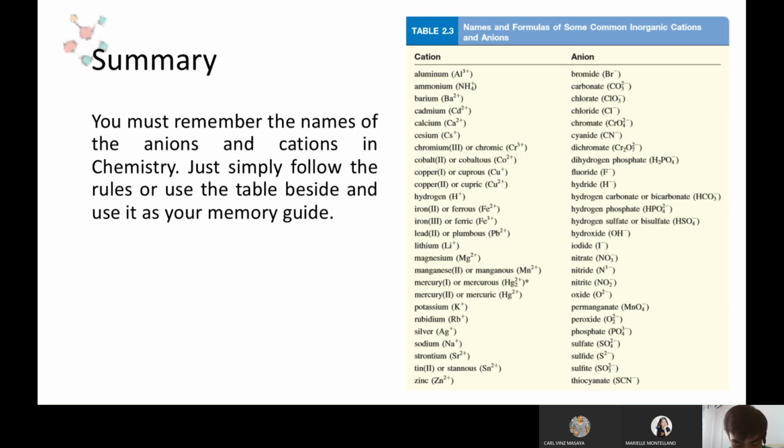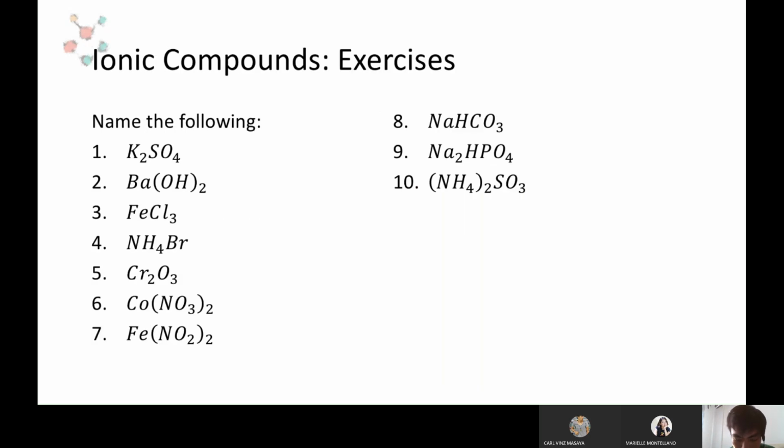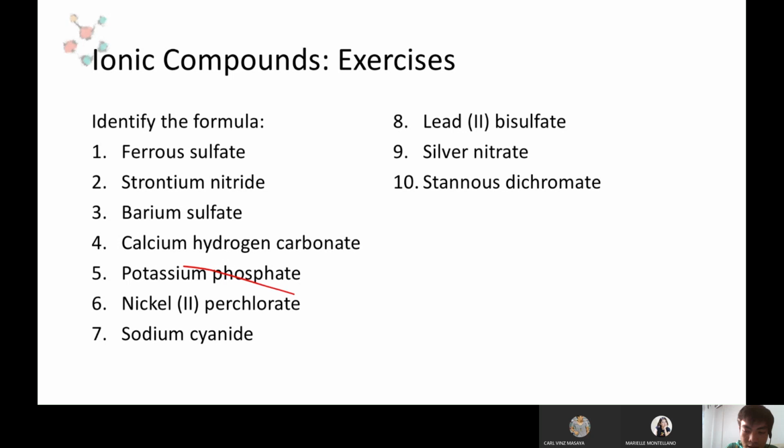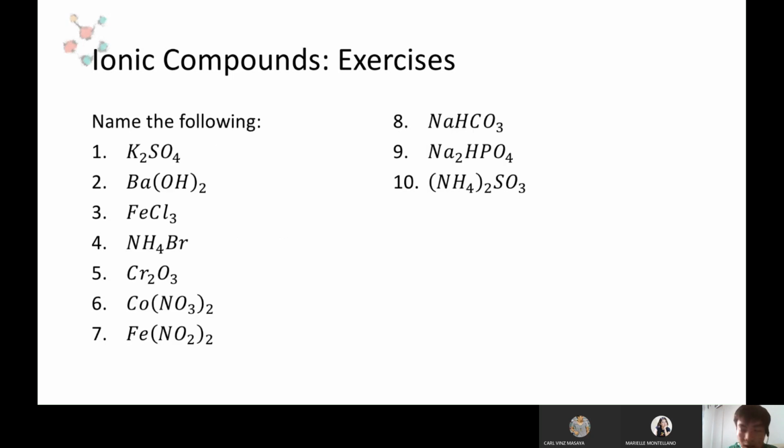Okay. So with that, practice tayo. Practice tayo ng naming. So pangalanan natin sila, no? So we have K2SO4. So, in naming ionic compounds, you should be able first to determine the ions present. Ano kaya yung mga cation na present dyan? So, K2SO4. Ano yung mga cations dyan? Okay. So, sino yung metal dyan?